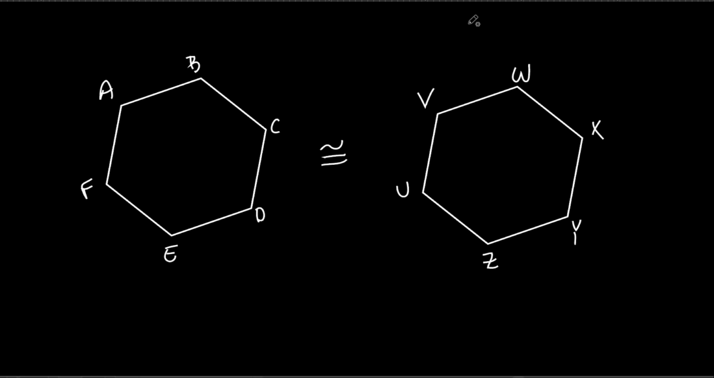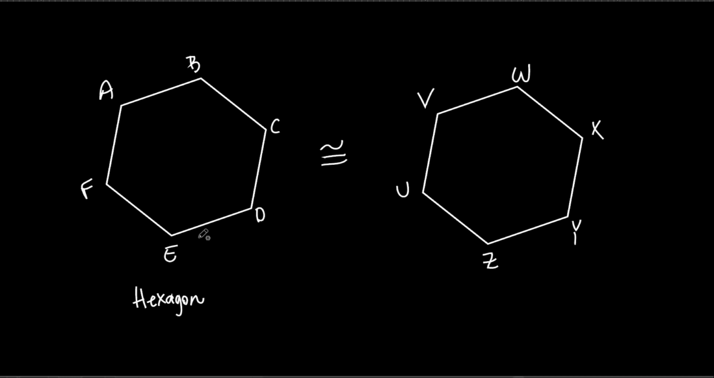If I wanted to write that these figures were congruent to each other, this is how I would write it. Now this is not a triangle, so I'm not going to put a little triangle symbol or anything like that. It's just a what? It's a hexagon, isn't it? So I'm going to say hexagon. We don't have a special symbol for hexagon. We just write the word.